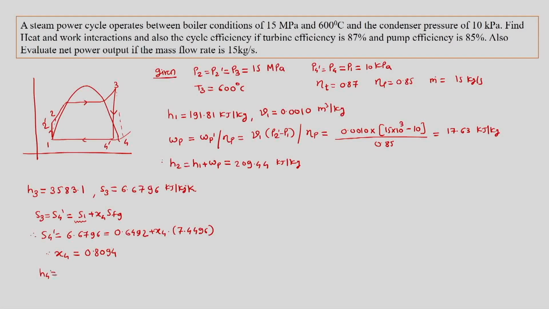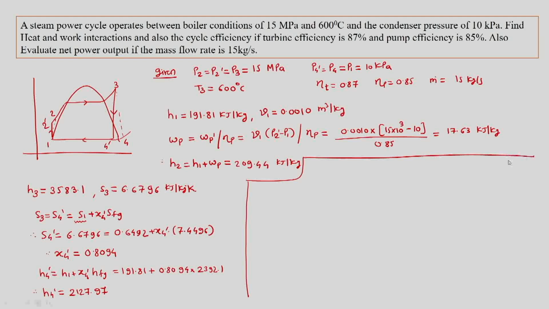Knowing this, we can find out H4 dash, and H4 dash is equal to H1 plus X4 dash into HFG. So we get it as 191.81 plus 0.8094 into 2392.1. So H4 dash is equal to 2127.97.